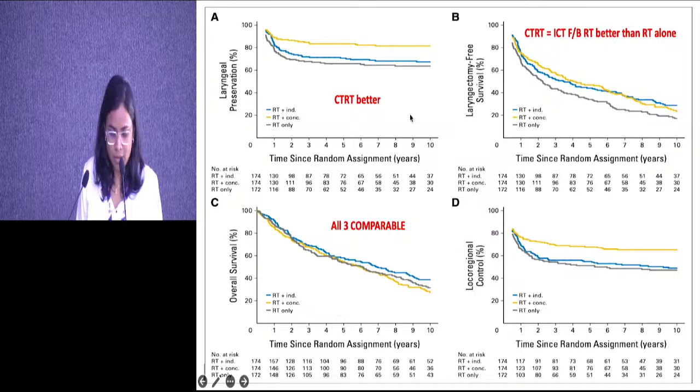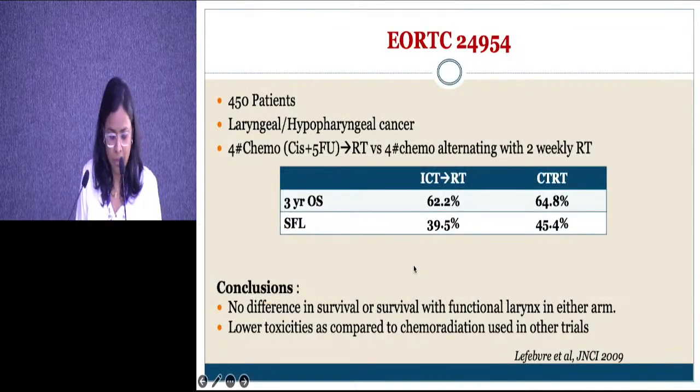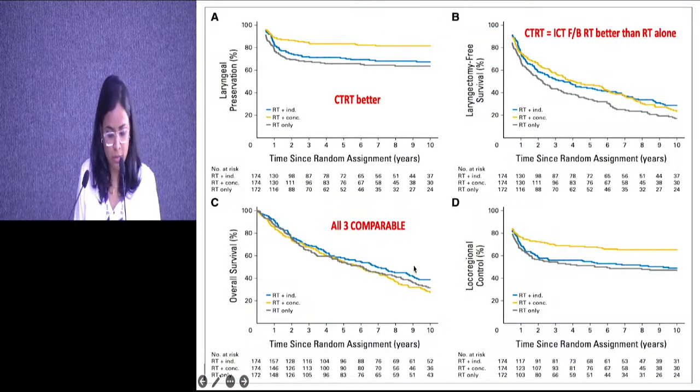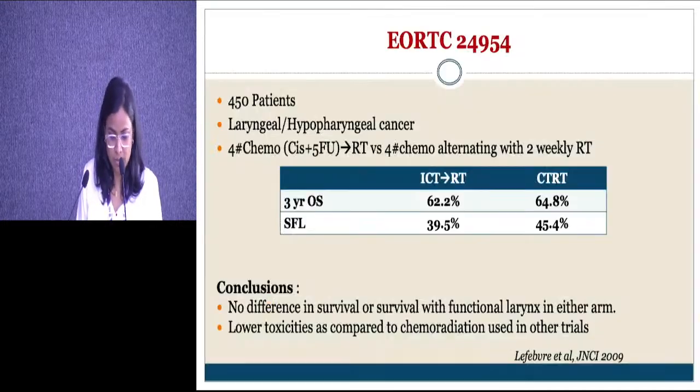So as a conclusion of the study, we know that concurrent chemoradiation definitely was better for organ preservation, definitely was better for the locoregional control. But in terms of overall survival, all three arms did the same. And one of the reasons the authors thought was because of the late toxicities of patients receiving concurrent chemotherapy dying due to non-cancer related or non-treatment related causes at 5 and 10 years.